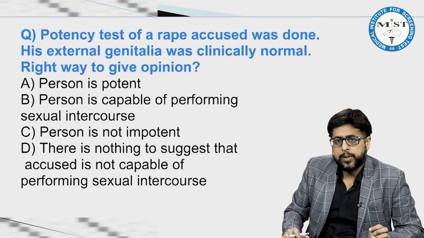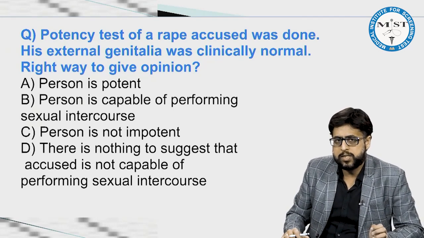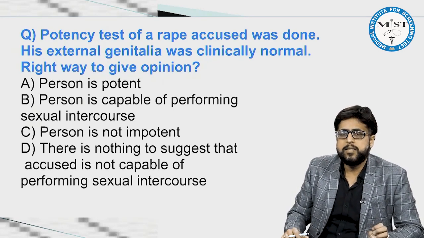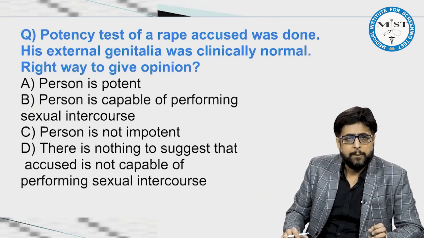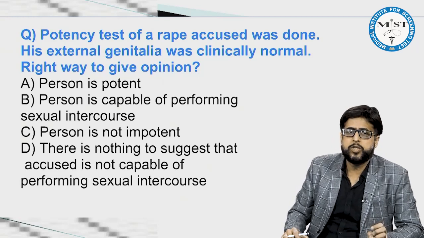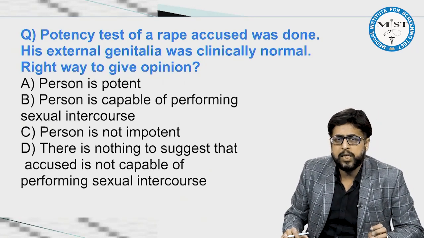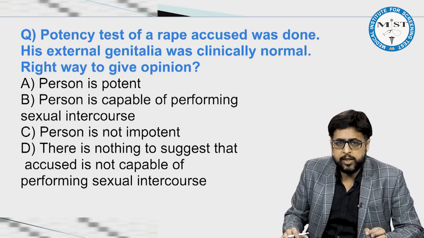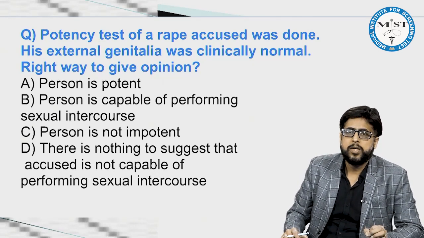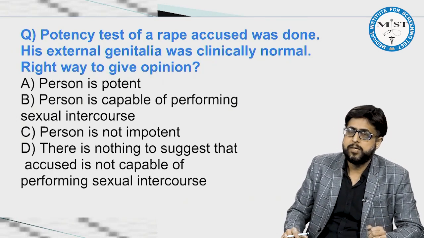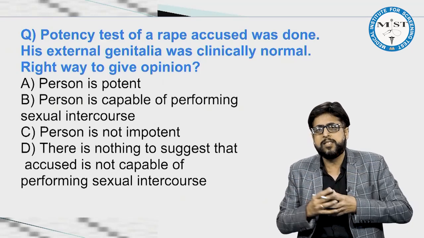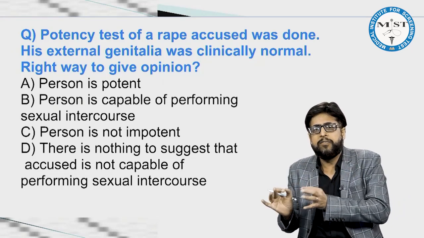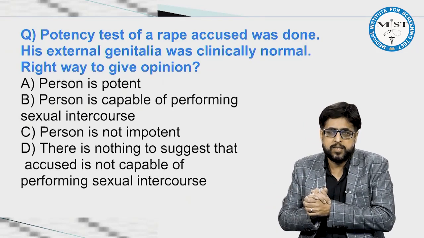Next question. Potency test of a rape accused was done. His external genitalia was clinically normal. What is the right way to give opinion? The person is potent, the person is capable of performing sexual intercourse, the person is not impotent, or there is nothing to suggest that the accused is not capable of performing sexual intercourse. All these choices may look very confusing and similar, but there is a very fine difference between them. Think what is the right answer.